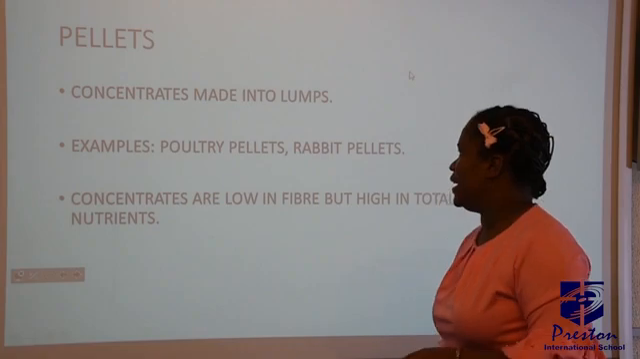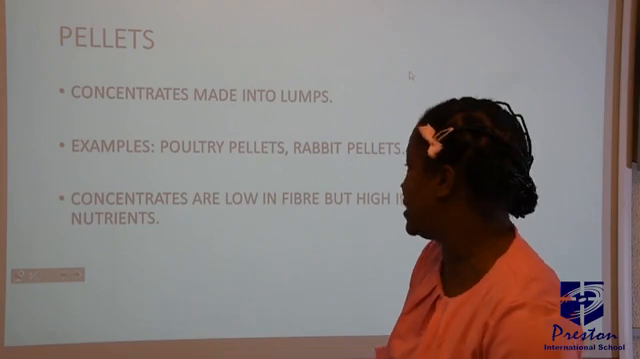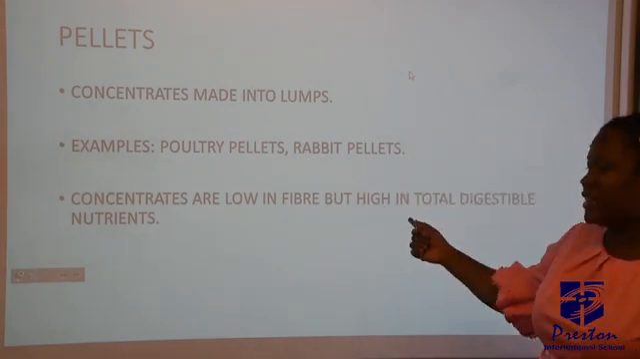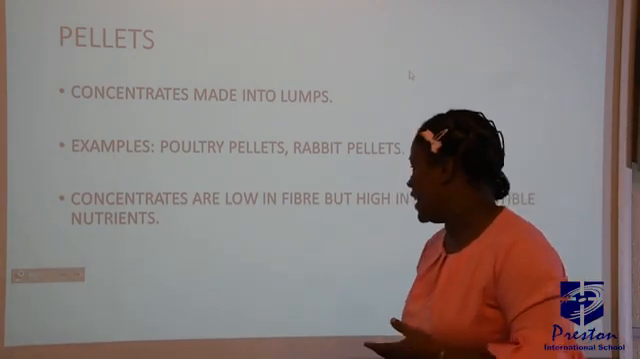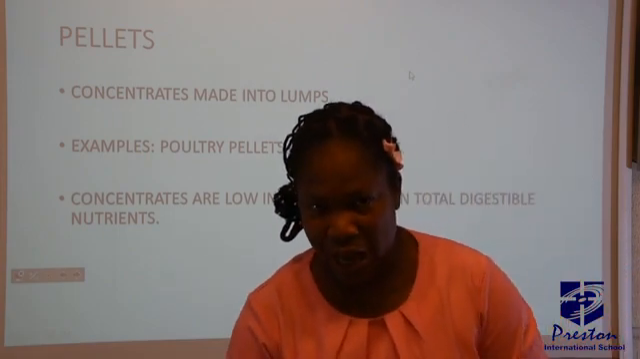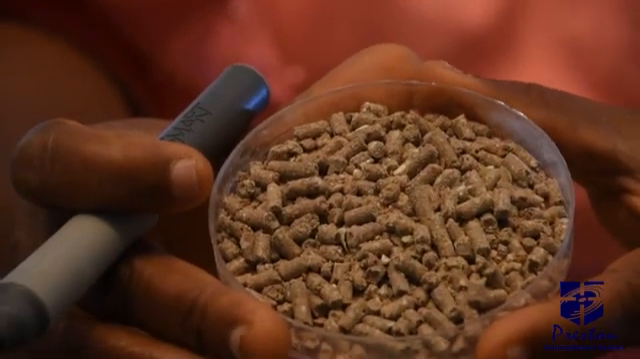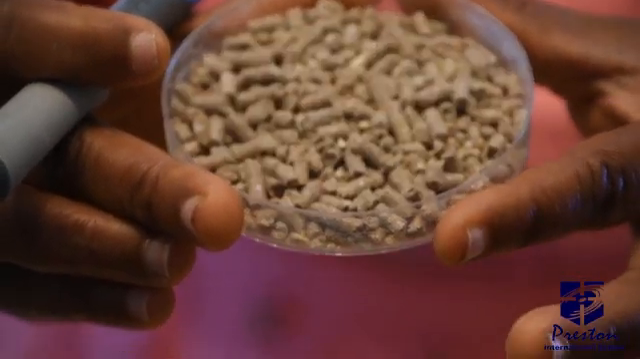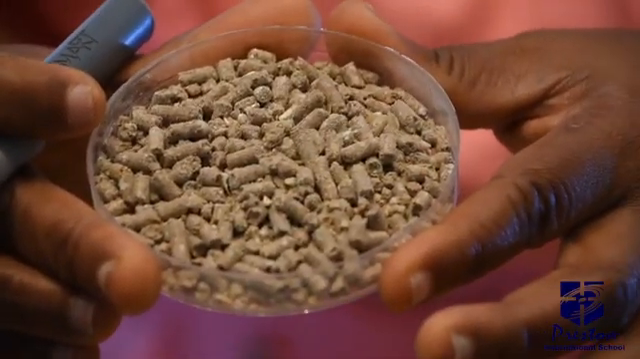Now, pellets. Pellets are concentrates made into lumps. Examples, we have poultry pellets and rabbit pellets. Concentrates are low in fiber, but they are high in digestible nutrients. Here I have the pellets. They are concentrates that have been developed into lumps. You can feed your poultry birds with this and also your rabbits. This is the major feed that you need to give to the rabbit. It is called pellets.